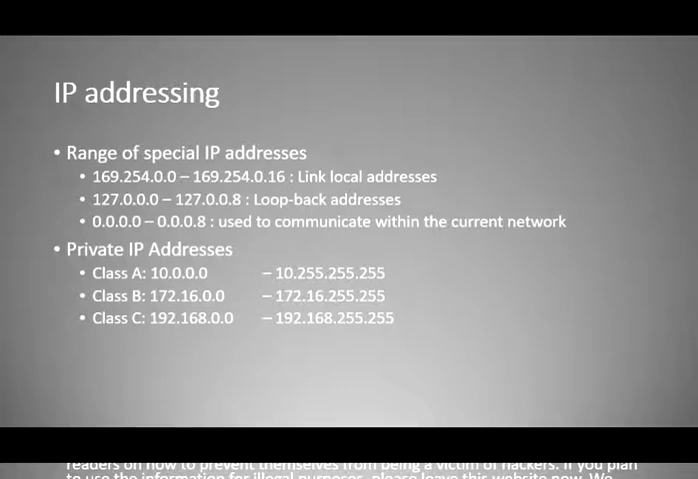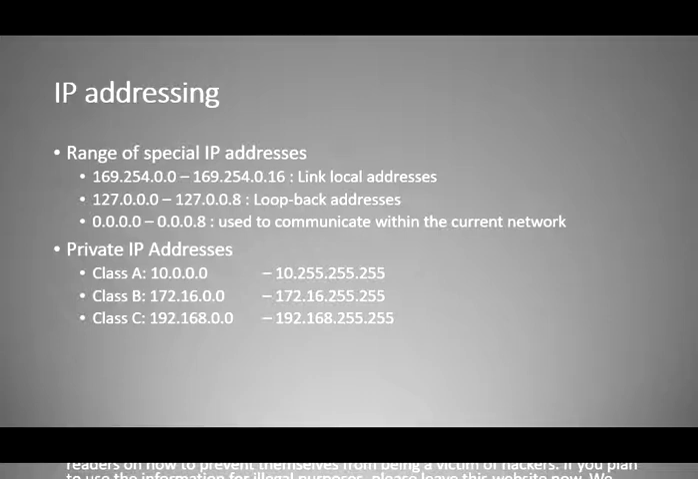Now, IP addresses do have a few special ranges in them. First of all is 169.254.0.0 until 169.254.0.16. Those are known as link local addresses. If you want to know more about that, I invite you to see somebody's tutorial on this, or go to Wikipedia, where it's really well explained.